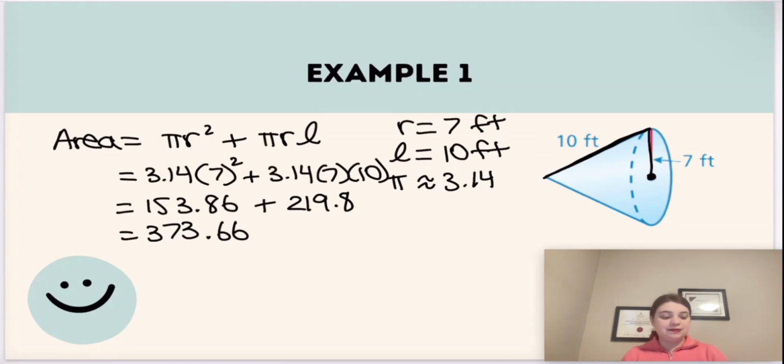Now, I will say this is an approximate area, not an exact area. And the reason for that is because we did approximate pi with 3.14 rather than using an exact value for pi. So if we want the exact answer, instead of putting in 3.14 for pi, we would have just left pi as is. But in this example, we got a good approximation. So therefore, the surface area is 373.66 square feet.